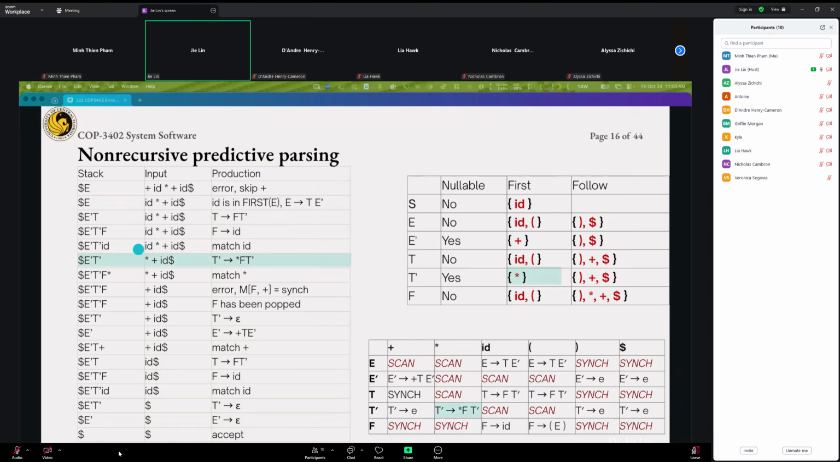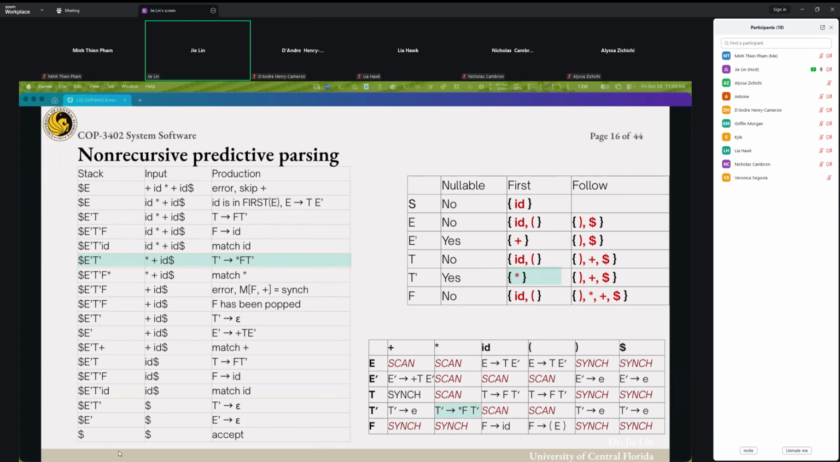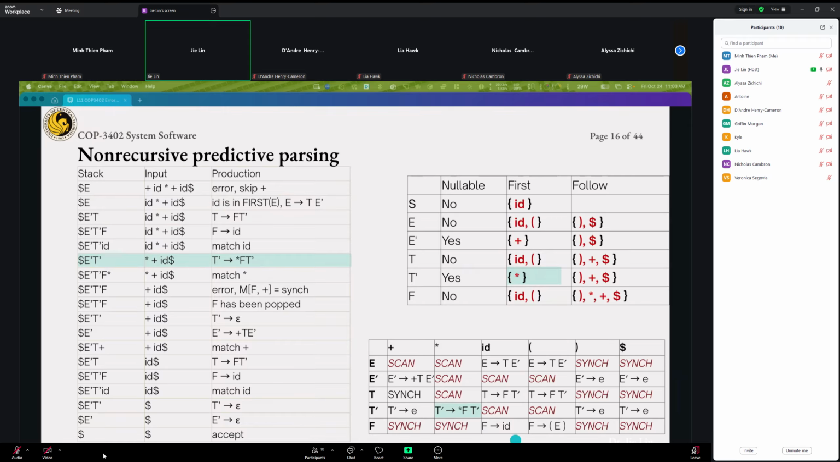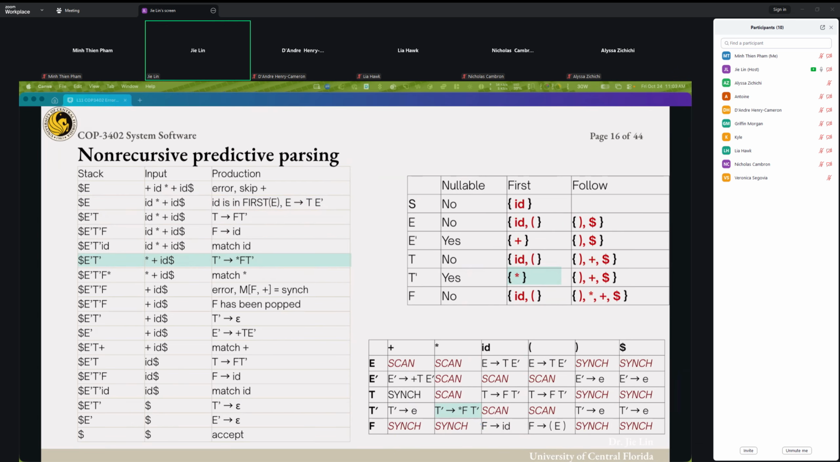Now you can see the next input is the multiply symbol. And ID has been popped. T prime is the one we are dealing with right now. Is the multiply symbol in the first of T prime? Yes. And what is the production rule we are going to use? We consult this table: multiply F T prime. Push in reverse order onto the stack, it will be T prime, F, and multiply symbol.